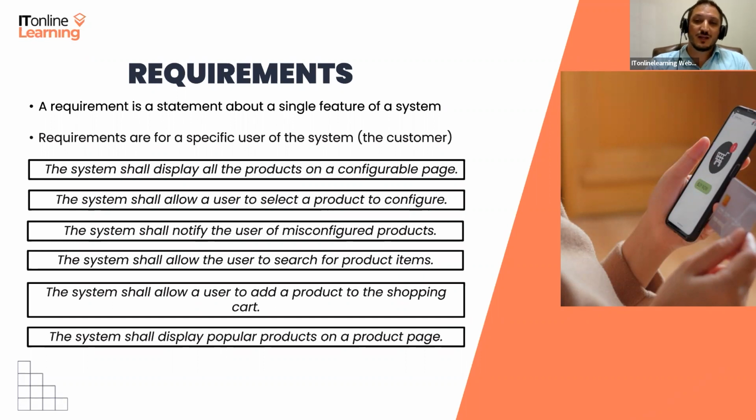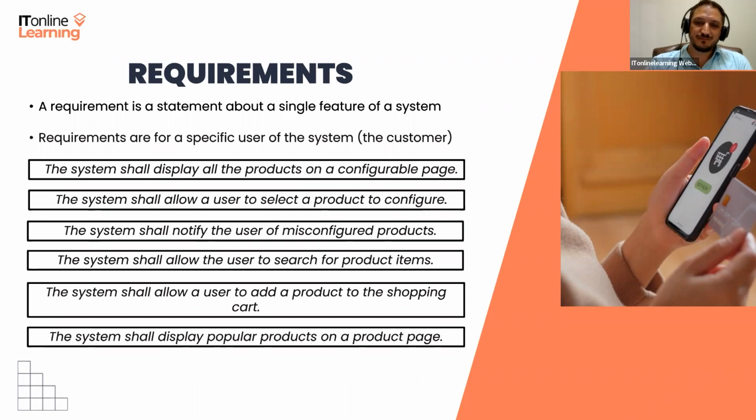So there are three other requirements here which are in this list, and these are: the system shall display all the products on a configurable page, or the system shall allow a user to select a configurable product, or the system shall notify the user of misconfigured products. So those are the three requirements that are for the customer, for the user that is using the system as a customer.